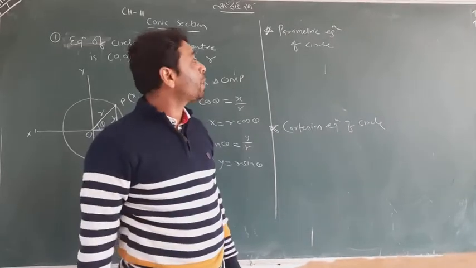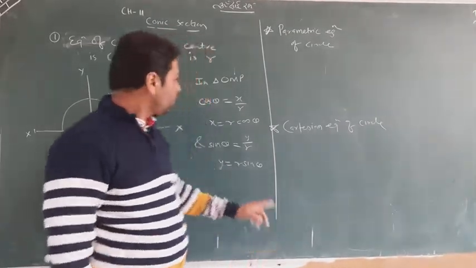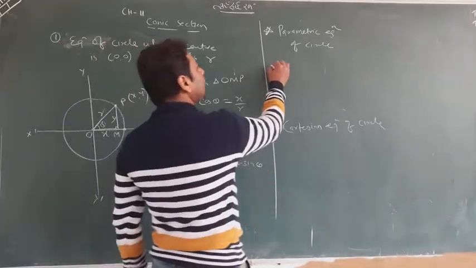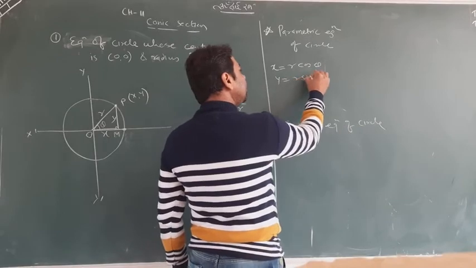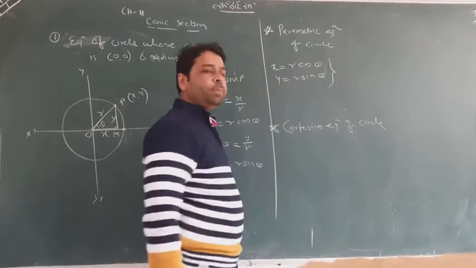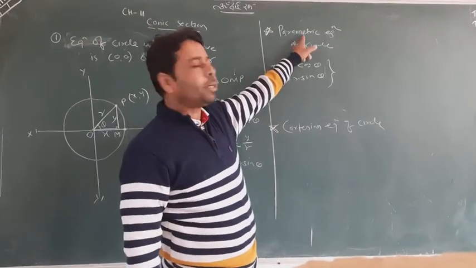Parametric equation of a circle. So what will it be? We have already found: x equals r cos theta and y equals r sin theta. These two together are called the parametric equation of the circle.